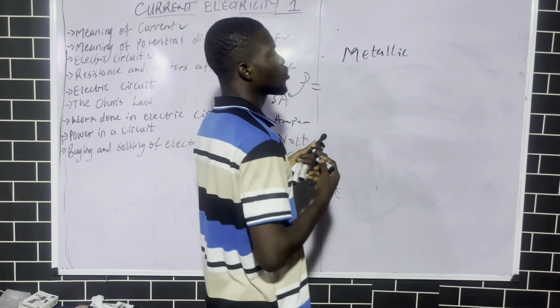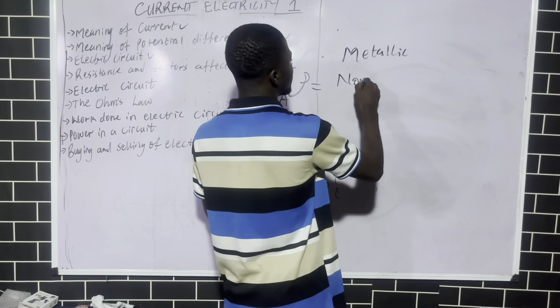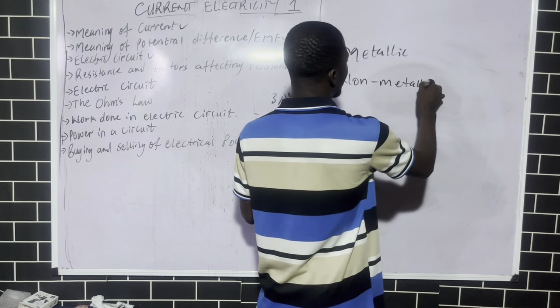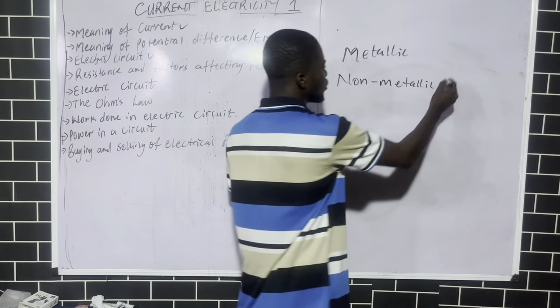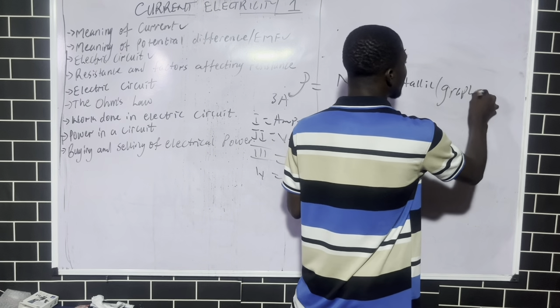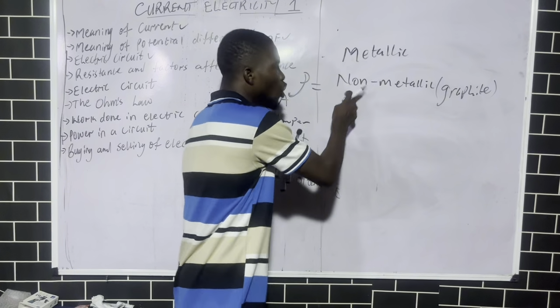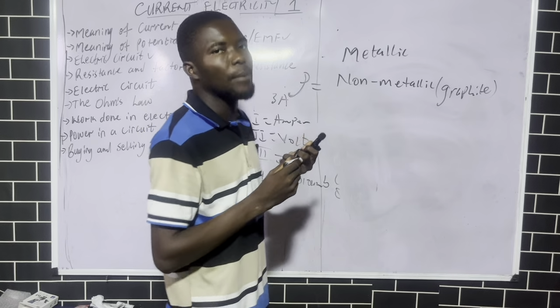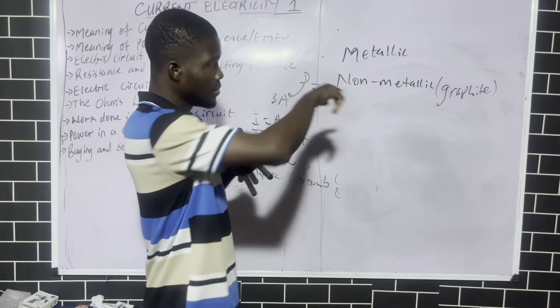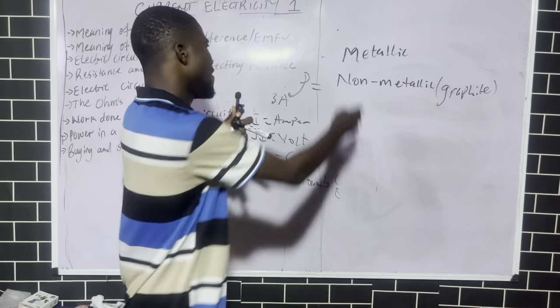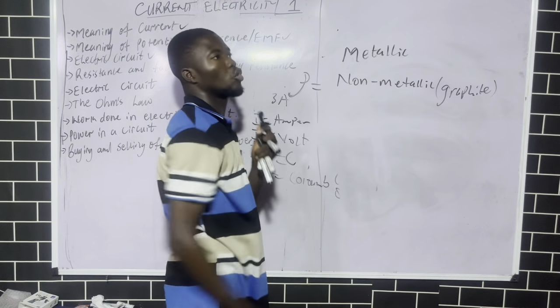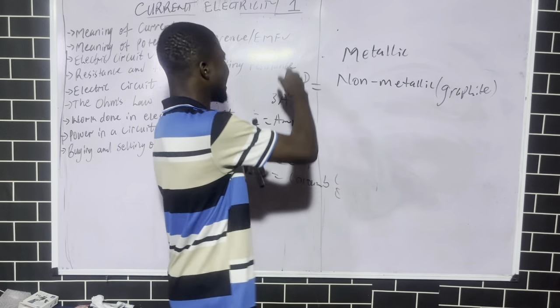So we have metallic conductors, and we have non-metallic conductors, e.g. graphite. Graphite is a non-metallic conductor. It conducts electric current, but it's a non-metal. Graphite is carbon, an allotrope of carbon. Then we have metallic conductors. For a metallic conductor, if you increase the temperature, resistance will also increase.